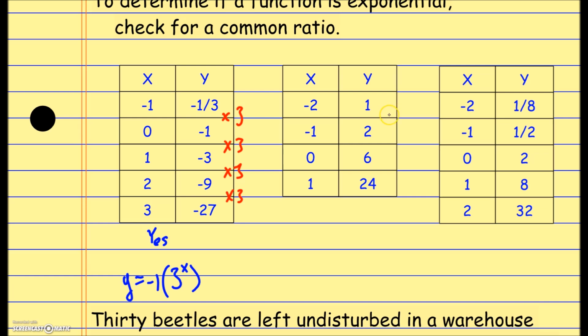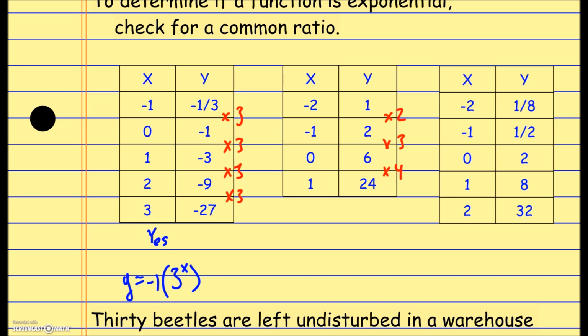So to get from 1 to 2, I would have to multiply by 2. To get from 2 to 6, I would have to multiply by 3. To get from 6 to 24, I would have to multiply by 4. So there's definitely a distinct pattern here. I'm multiplying by 2, then 3, then 4, probably multiplying by 5 next. But I'm not multiplying by the same thing each time.